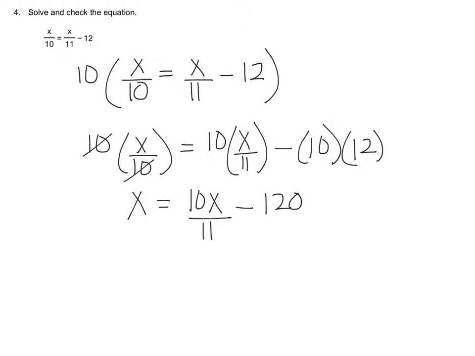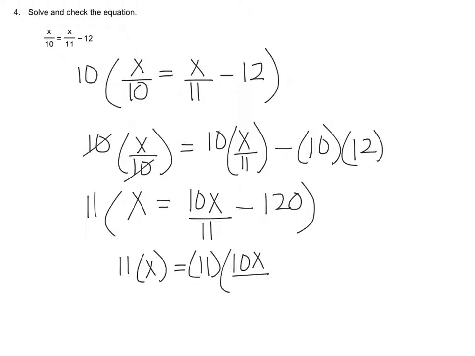Now I still have a denominator, which is an 11, so I'm going to do the same thing again. I'll multiply the entire equation by 11. That means I'll multiply x times 11. Then I'll multiply 11 by the 10x over 11. And I'll multiply an 11 by the 120.